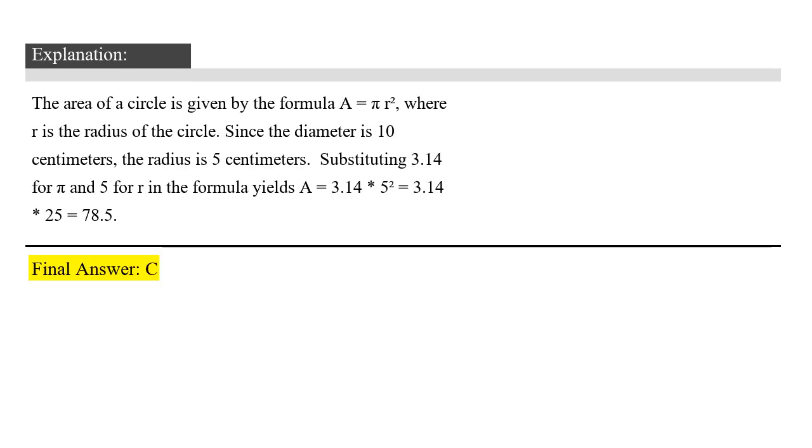The area of a circle is given by the formula A equals pi r squared, where r is the radius of the circle. Since the diameter is 10 centimeters, the radius is 5 centimeters. Substituting 3.14 for pi and 5 for r in the formula yields A equals 3.14 times 5 squared, which is equal to 3.14 times 25, equals 78.5.